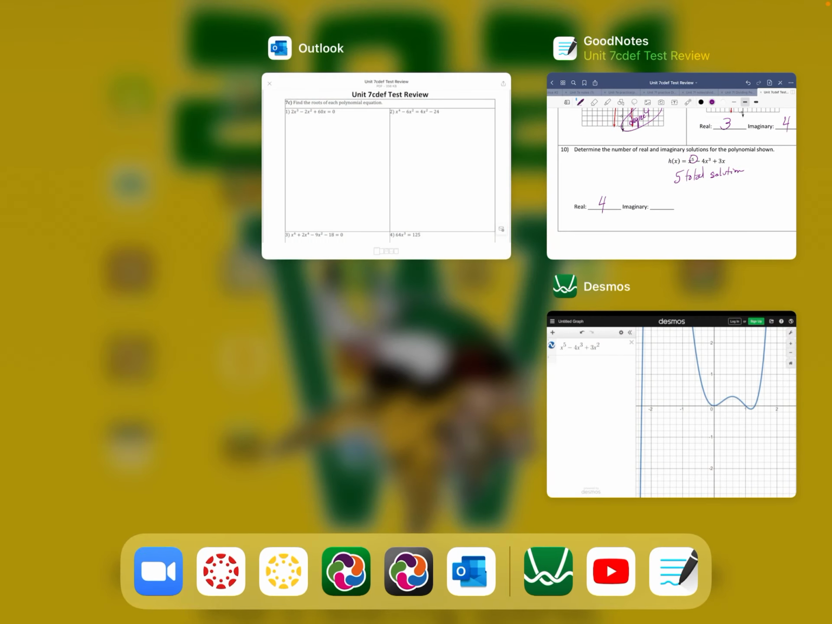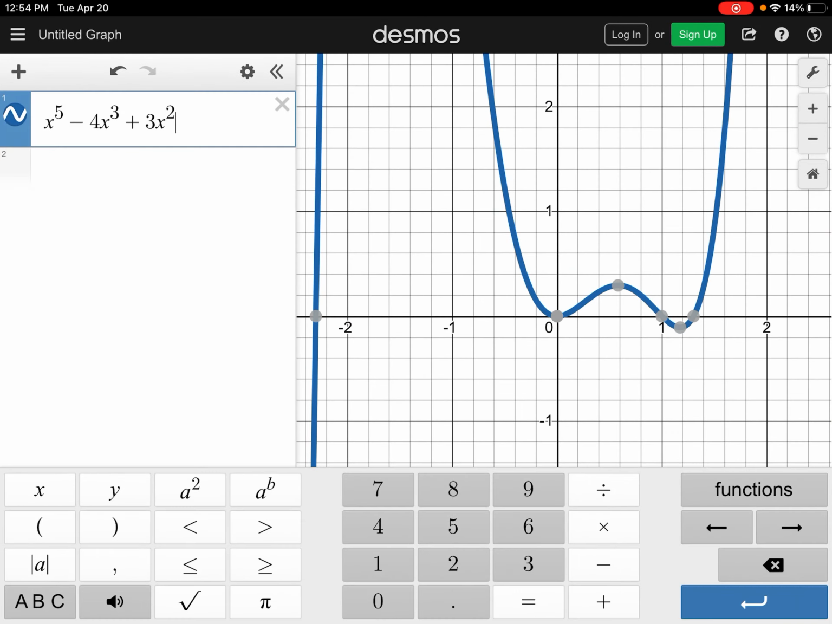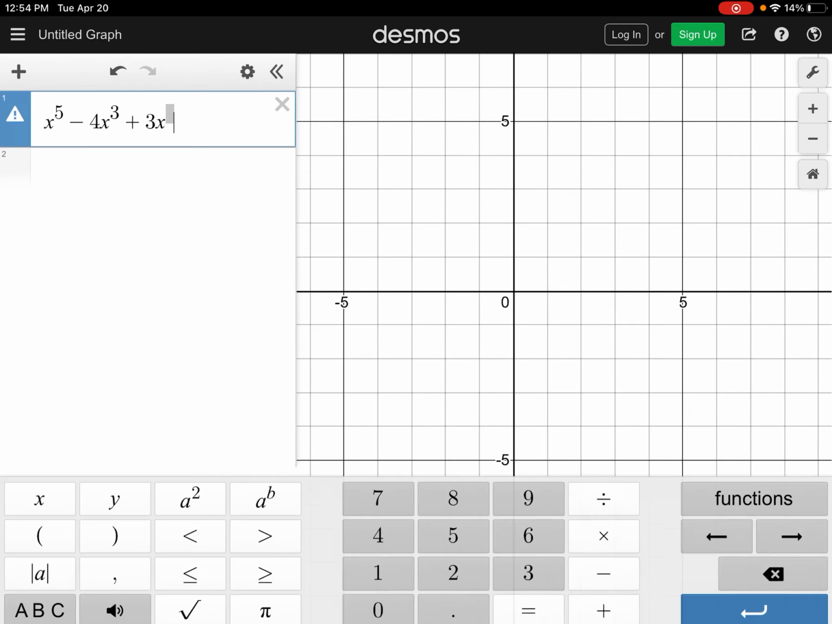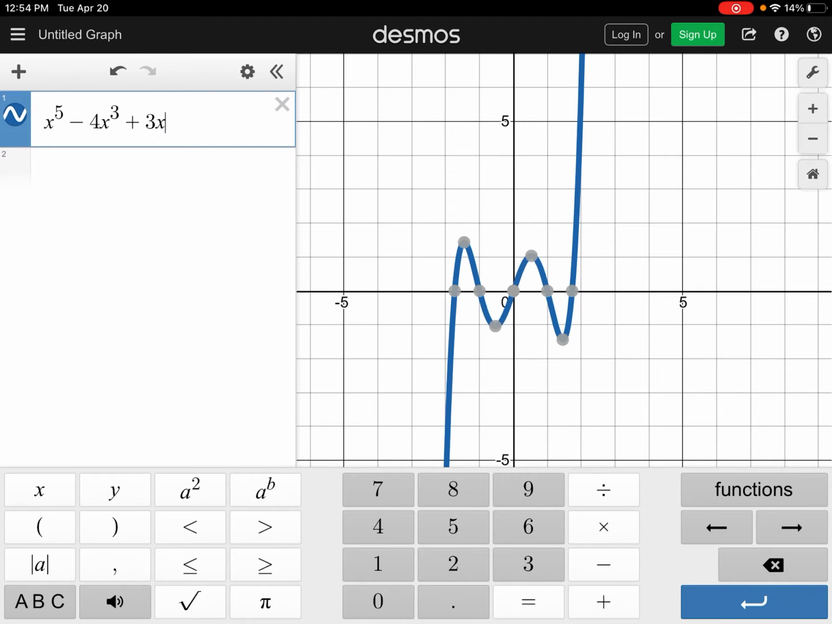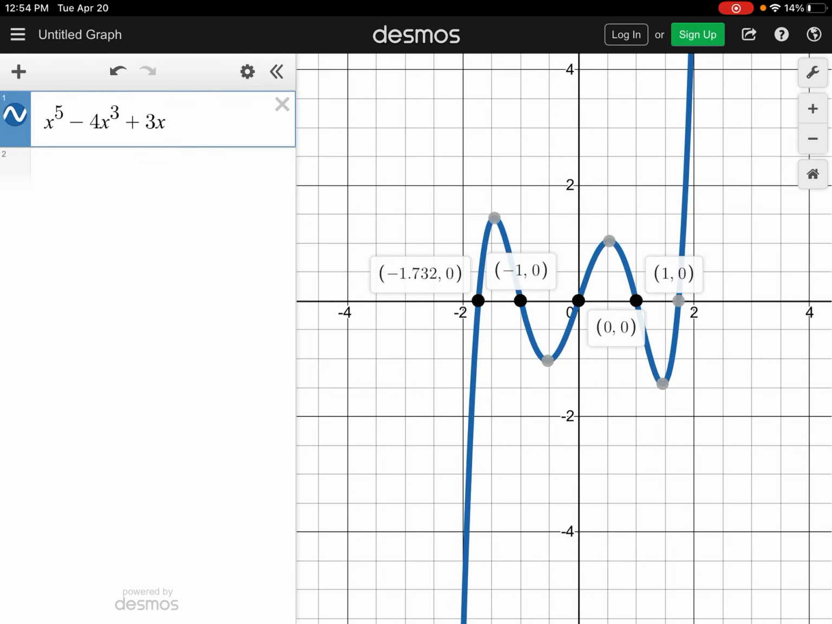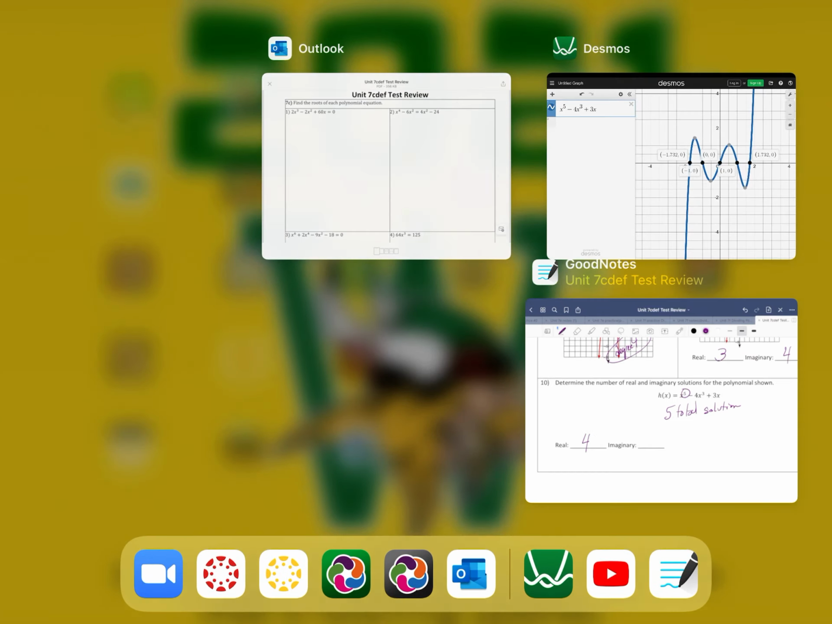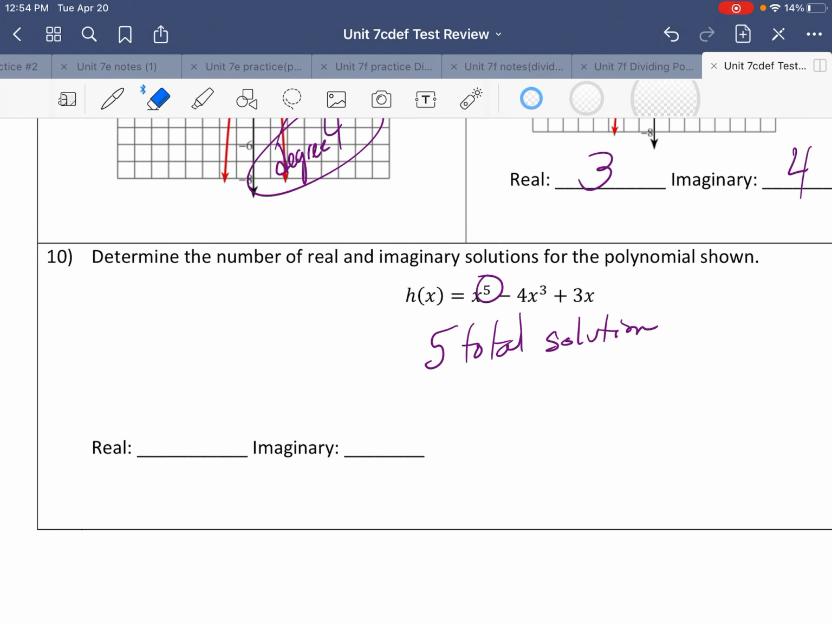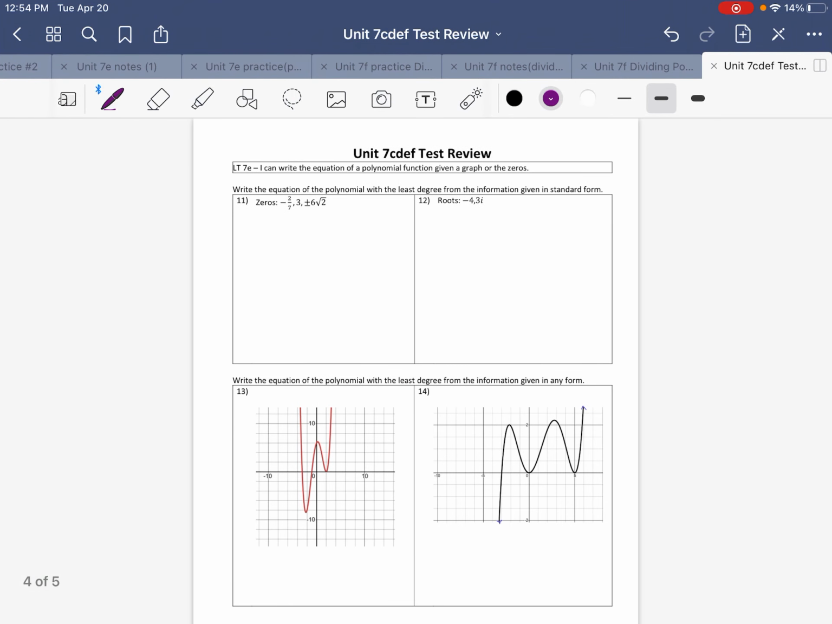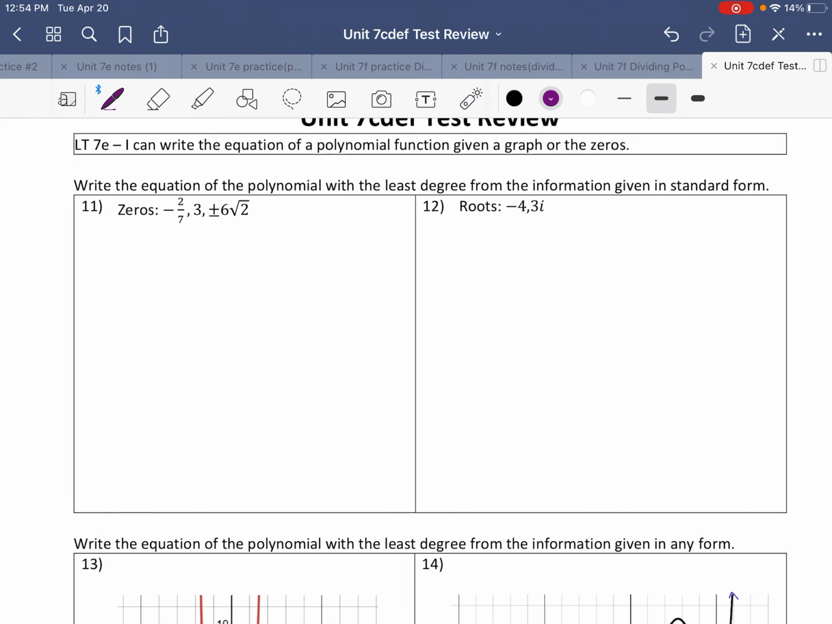Did I type something? Oh, I did type it in wrong. My bad. Hope you're yelling at me right now, saying, Mr. Johnson, that's wrong. And now I totally got it wrong. Oh my goodness, way different. 1, 2, 3, 4, 5. All are single solutions. So there are 5 real solutions, and that tells you there's 5 total, 5 real, so that'd be 0 imaginary. Oh my goodness. Whoa.